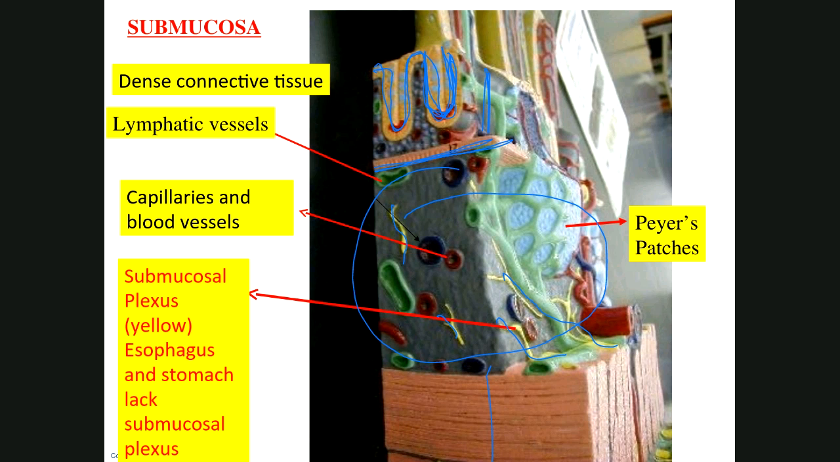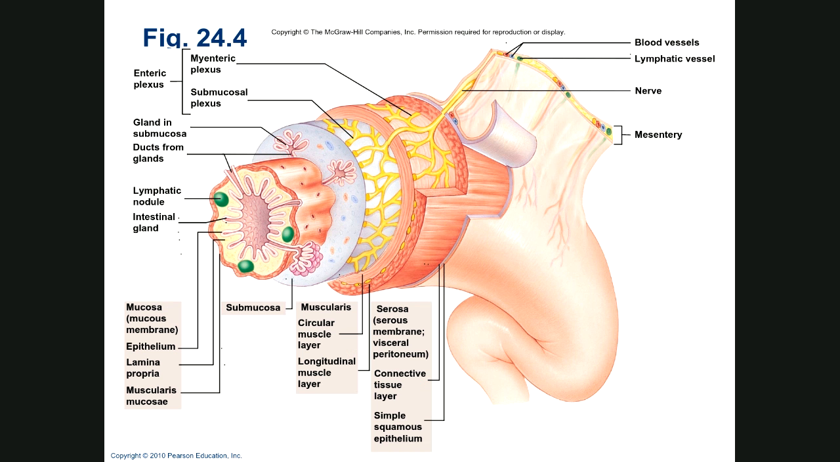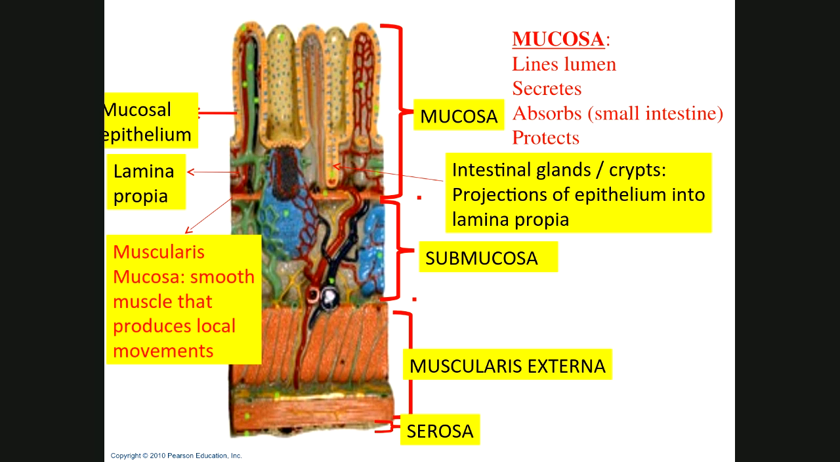Now, notice these yellow lines here, which you can also see right there. Those correspond to nerves. So there's a plexus, a network of nerves in the submucosa called the submucosal plexus. And the submucosal plexus begins in the intestines. So the esophagus and the stomach do not have the submucosal plexus. Let me show you here. Again, this yellow network of nerves is the submucosal plexus, which we begin to see in the intestines.